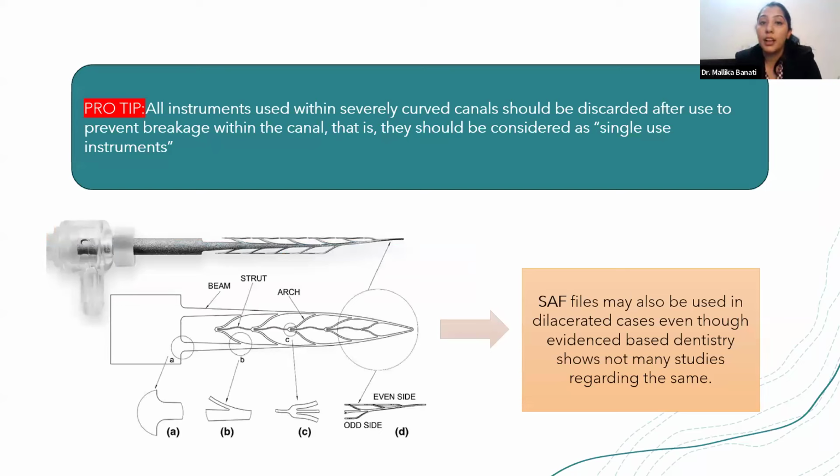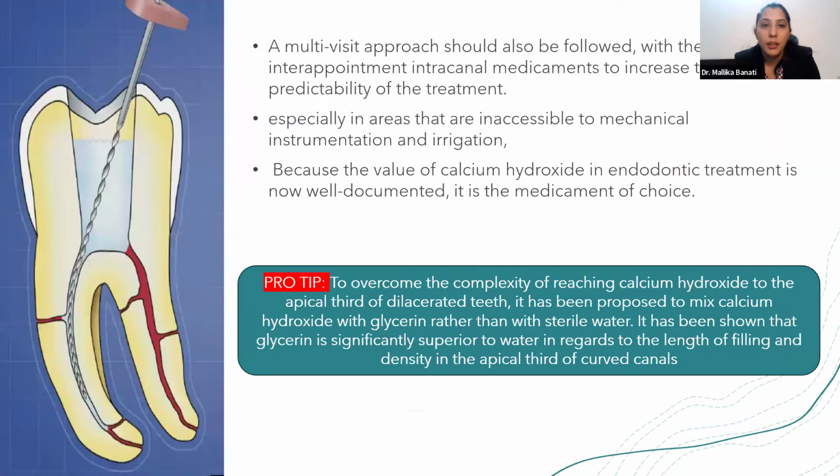All instruments that are used in a severely curved canal should be considered as single use instruments. Please do not use them in any other case, they will separate. Sometimes, if the canal is an S shaped canal, there are very high chances that for recapitulation also you will have to take out another file. Do not keep using the same kind of file again and again. So, the self adjusting files have also been used for dilacerated cases, even though for evidence based dentistry, we do not have many studies regarding the same.